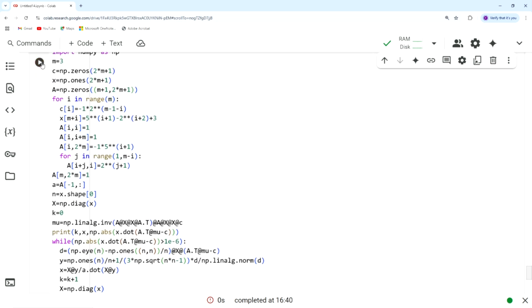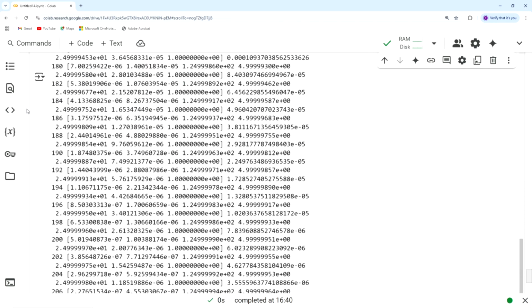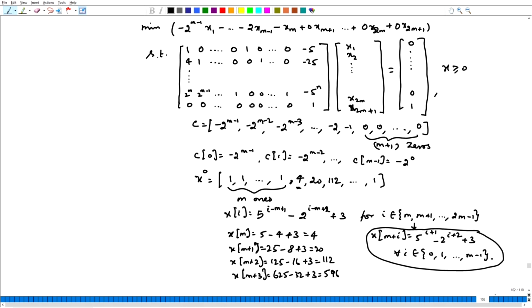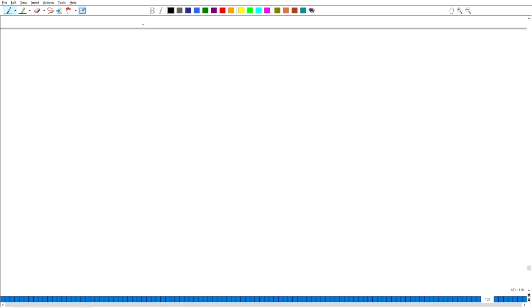Double parenthesis, yes. So we have the answer. The answer is 0, 0, 125, 5, 25, 0 and 1. So that is something we know already, right. So good, we have got that in 214 iterations. Let us note that down. This is Karmaker's algorithm.